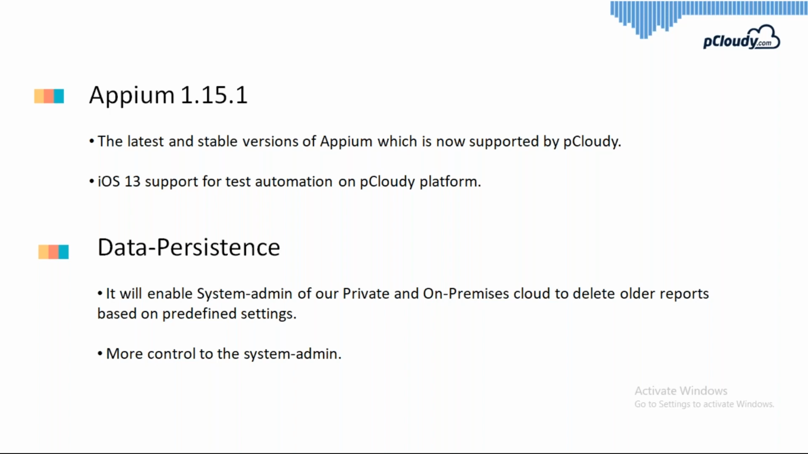The most stable one is what we usually try to give for the public cloud, and for private and on-premise cloud it depends upon what the clients are looking for. But yes, 1.15.1 is the most stable version we have in the market, and that's what we have supported right now, which is enabling a lot of customers to use iOS 13 devices for test automation, right? So we have support for iOS 13 test automation with 1.15 coming in with pCloudy.